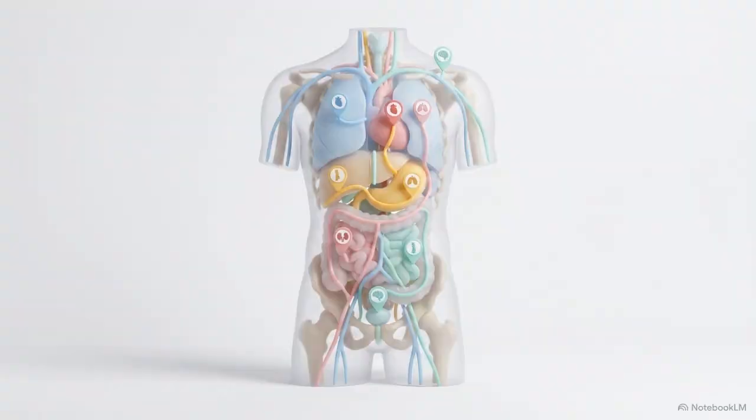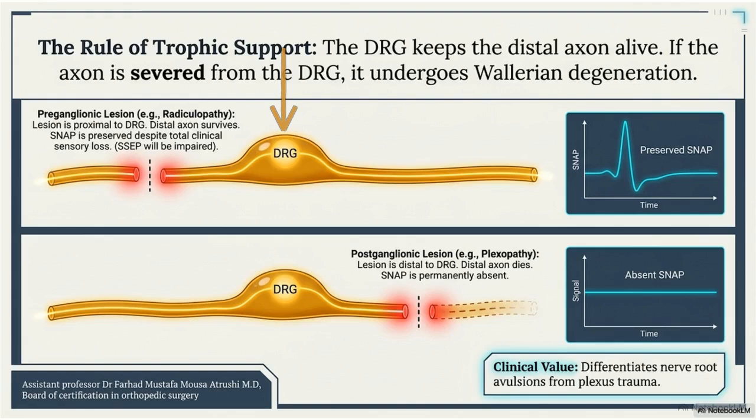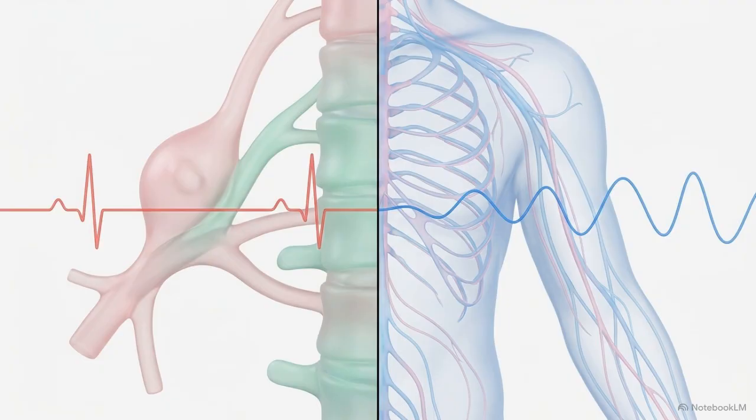The dorsal root ganglion is the sensory metabolic center. In preganglionic lesions, damage is proximal to the DRG. The distal axon survives, preserving the sensory nerve action potential, or SNAP. In postganglionic lesions, distal damage cuts off support, causing Wallerian degeneration and an absent SNAP. This electrical binary, a preserved versus an absent sensory action potential, is the standard separating an untreatable nerve root avulsion from a potentially repairable peripheral plexus injury.